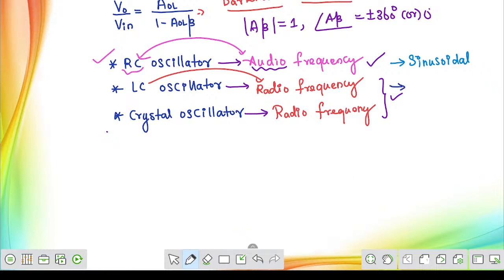What about the LC oscillator? The LC oscillator has the ability to generate a square waveform. This is only for the LC oscillator. In the oscillator box we also have the triangular wave and sawtooth waveform. With the help of which one are we generating them? The crystal oscillator helps us design sawtooth and triangular waveforms.